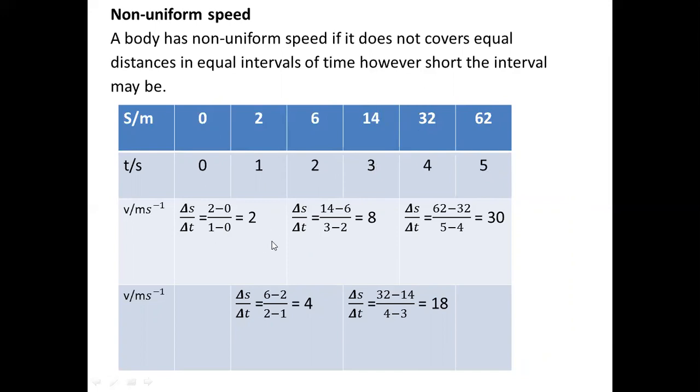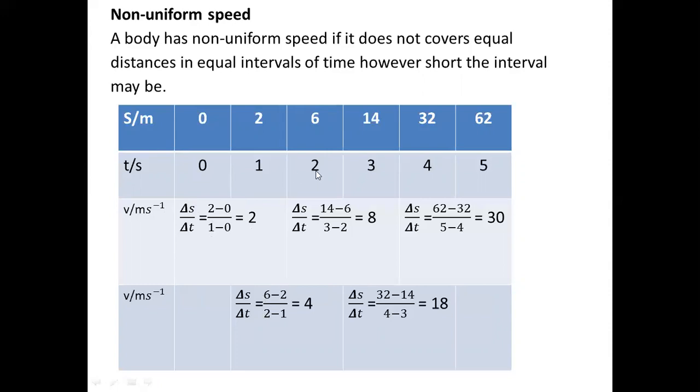So when we calculate speed for different time intervals, we will not get the same answer. For example, when we calculate the speed for time interval 0 to 1, the formula of speed is change in distance over change in time. So change in distance will be 2 minus 0 over 1 minus 0. Answer is 2.